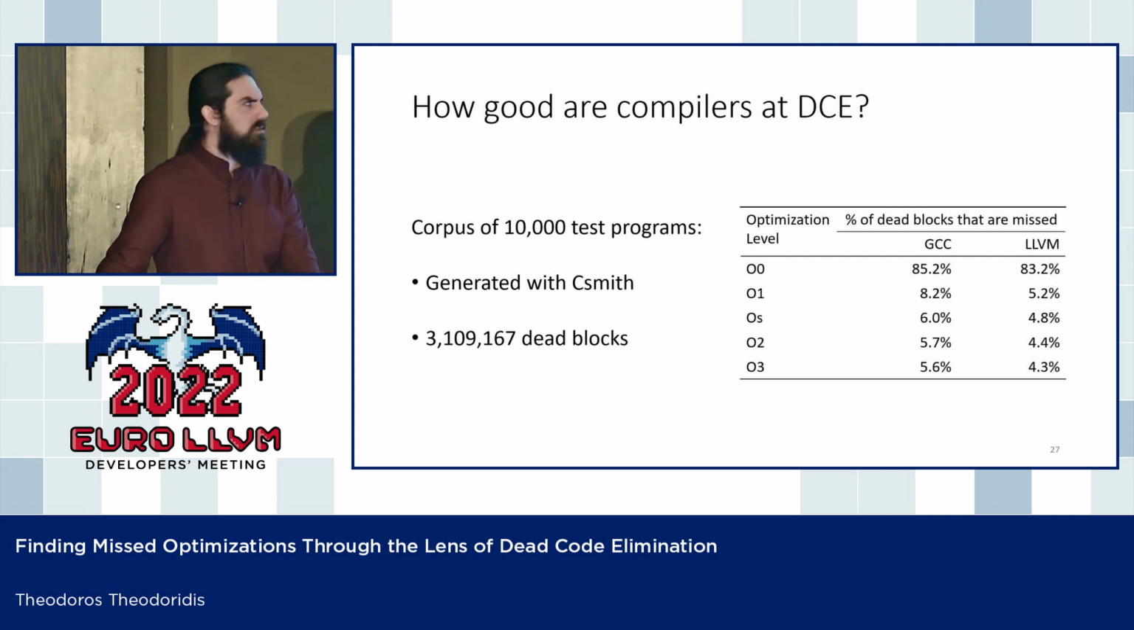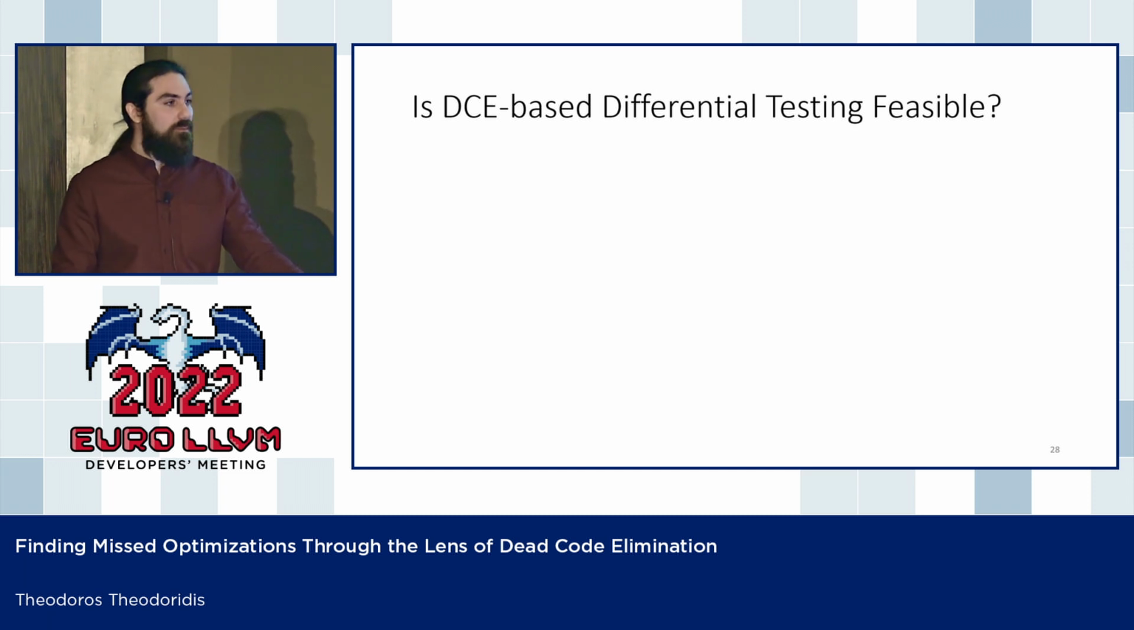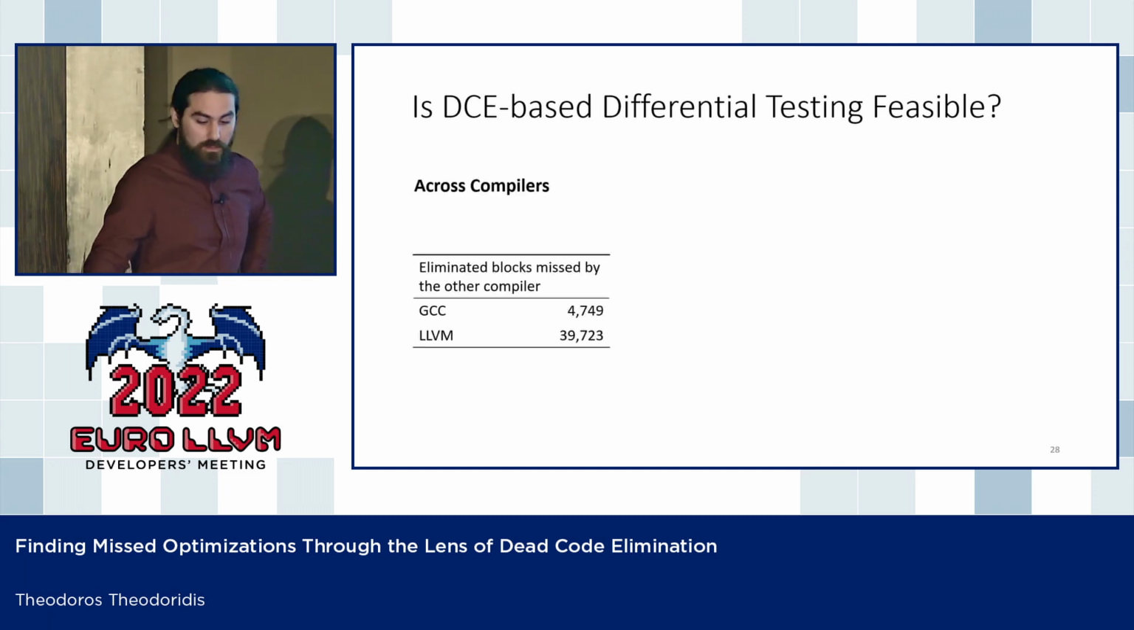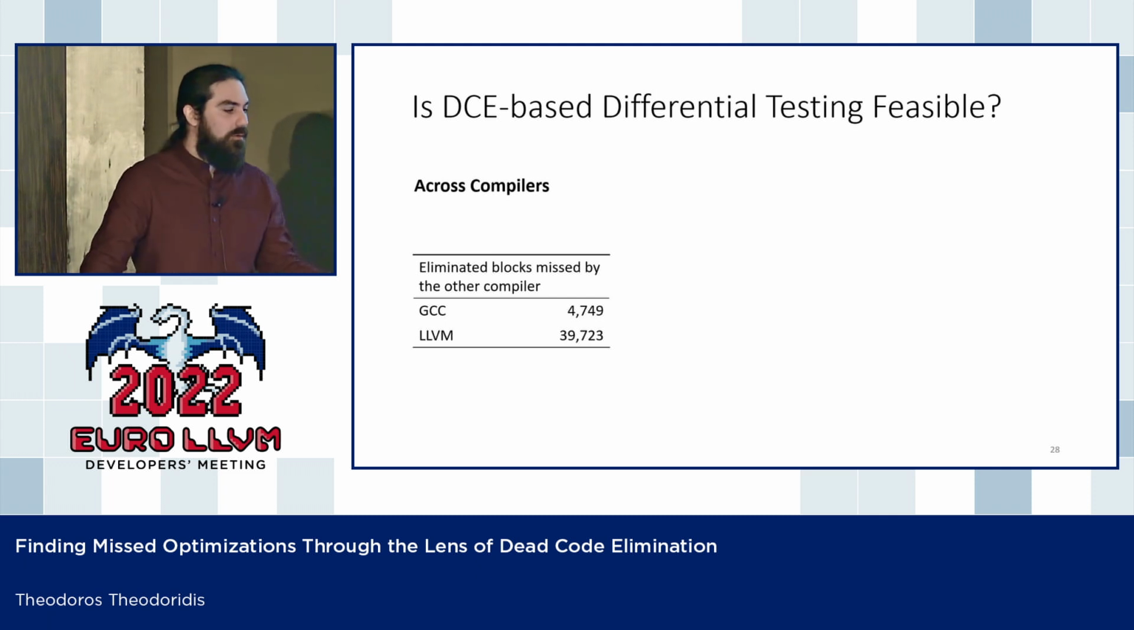But then the next question is whether what we are proposing, this DCE-based testing, is feasible. Can we find differences between the two compilers? So cases where one compiler eliminates a piece of dead code and the other doesn't. And the answer is yes. For example, we find around 40,000 dead blocks that LLVM eliminates, but not GCC. But also there are a few thousand the other way around, meaning that there's no clear winner. So both compilers can learn from each other.